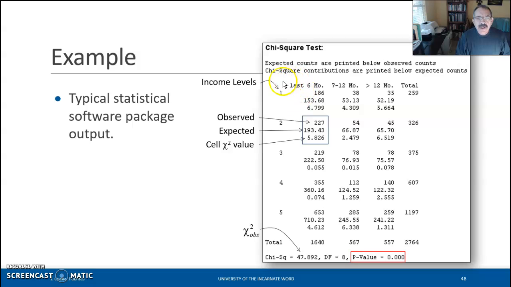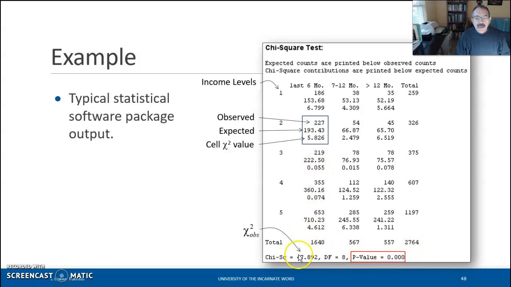So what the software is showing you is the contingency table, but now it's showing you 3 entries for each cell. The first entry is the observed frequency. The second entry in that cell is the expected frequency. And the third value is the cell chi-square value. In here, the rows, of course, are the income levels, here shown as numbers. And at the top, they're showing you the time between visits to the physicians.